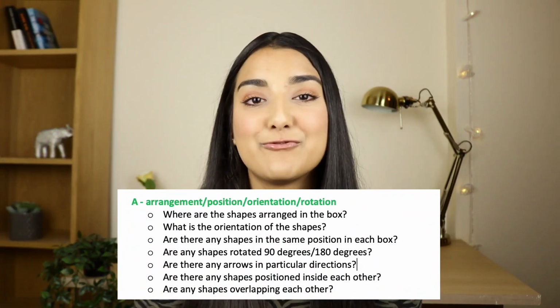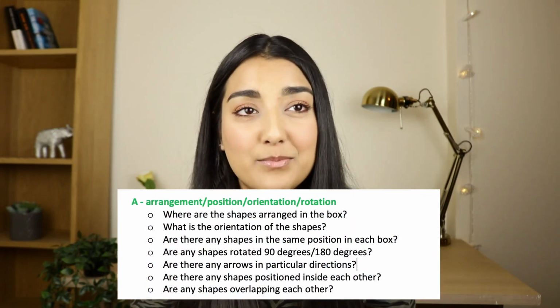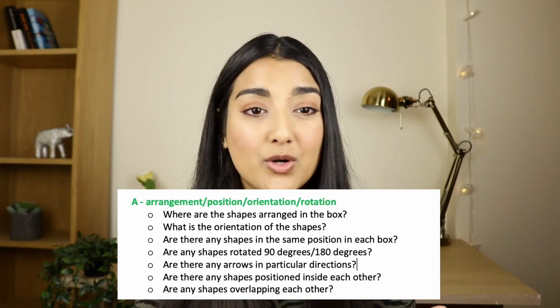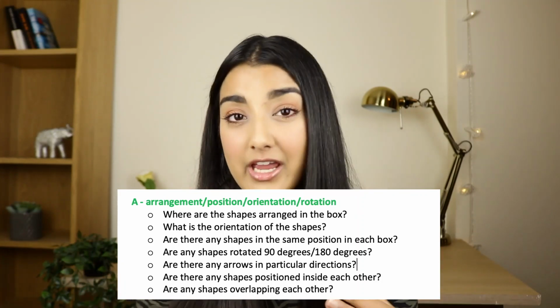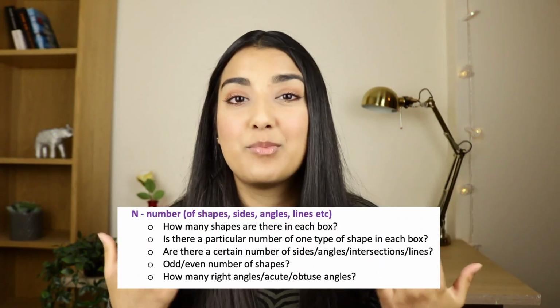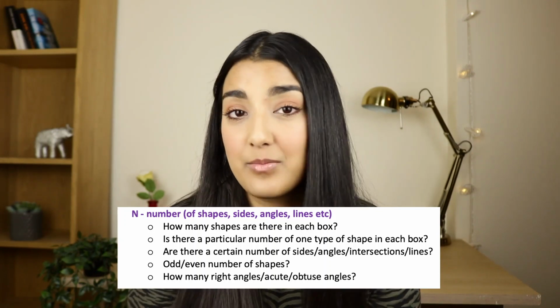A is for arrangement. So this questions how are the shapes arranged in each of the boxes? Are they in a certain position in the box? Is one shape in a certain position relative to another shape? N is for number. So for example, how many of a particular shape are in a box, or how many edges of a shape are there?